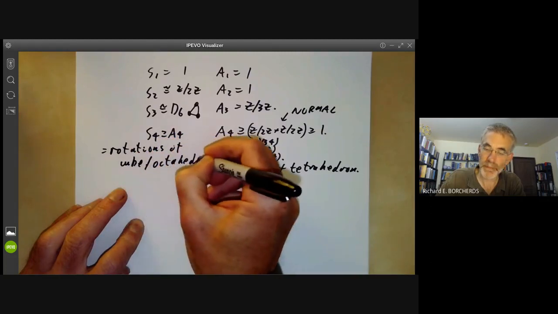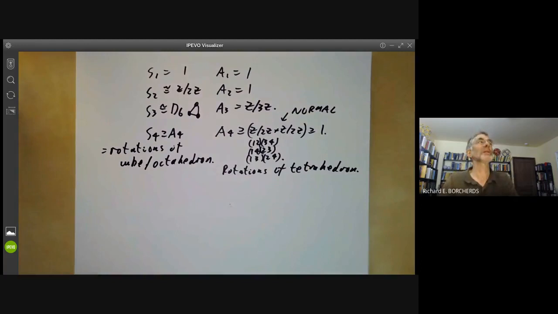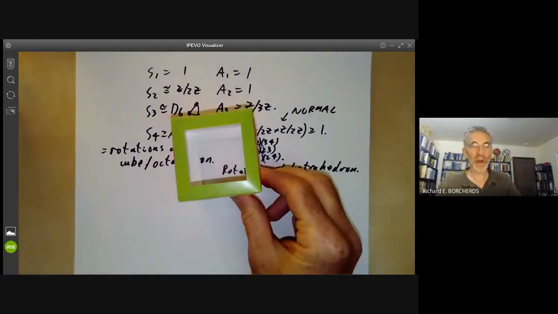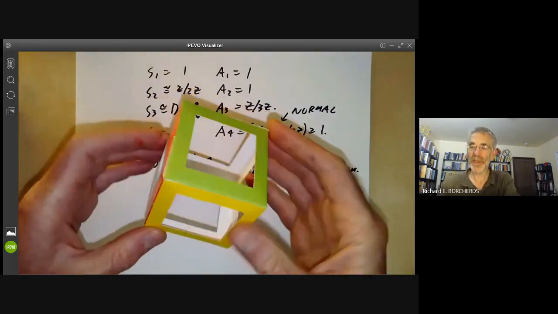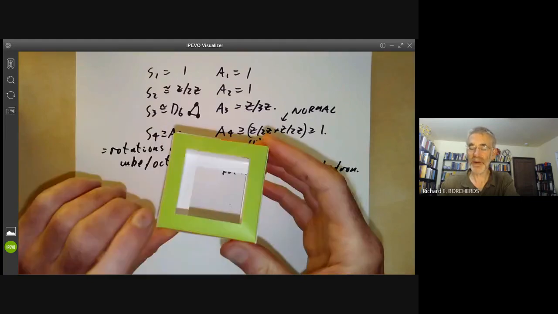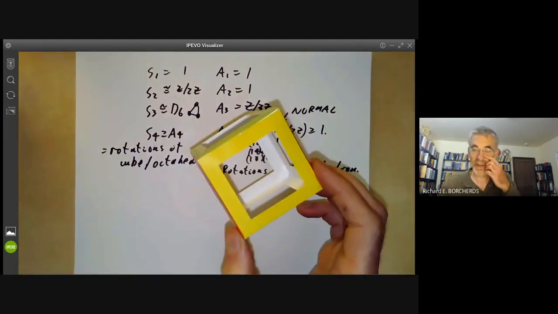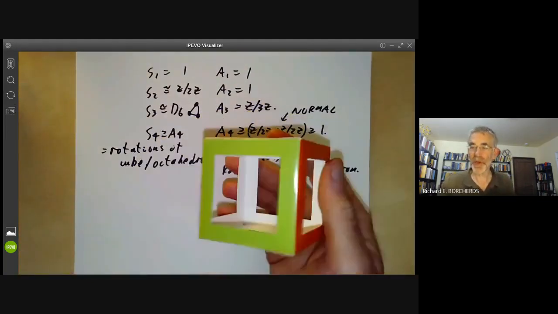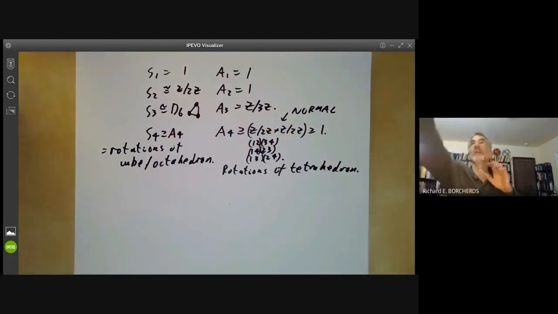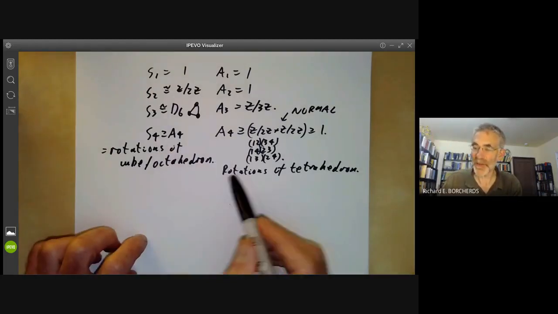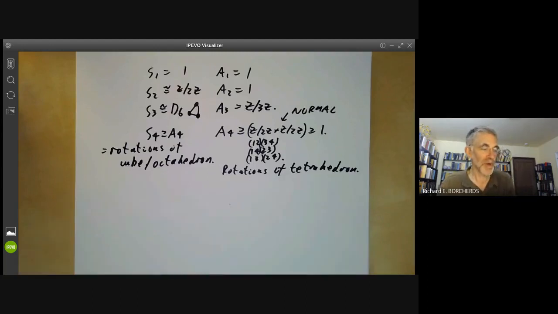So you can see this. A cube actually has four diagonals, and any rotation of a cube acts on these four diagonals. And by fiddling around with a cube, you can convince yourself that the rotations of a cube give you exactly all permutations of these four diagonals. S4 is also equal to all symmetries of the tetrahedron, where you allow reflections as well as rotations.